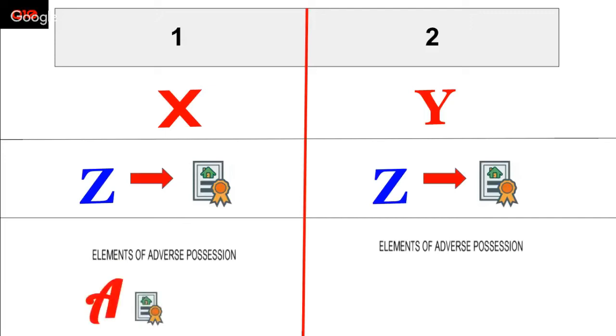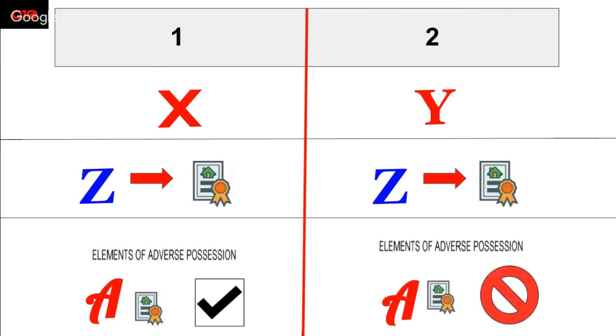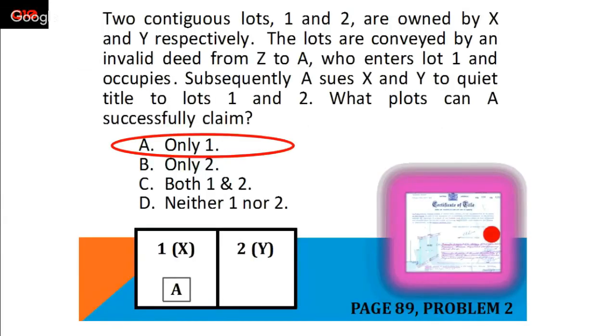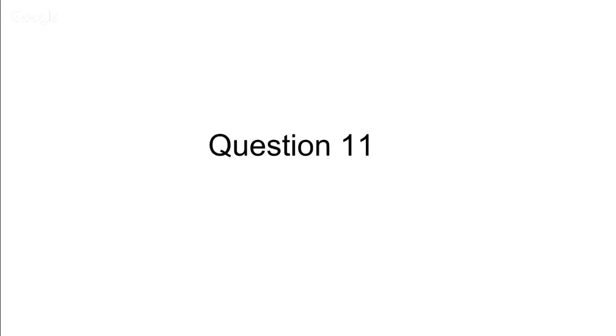Well, here, A lives here. A is on this property. A is in physical possession. So since A is in physical possession of the property, holding everything else to be true, A could make a successful claim for plot 1. But for plot 2, even though A has a deed, A is not in possession of this property. A is only in possession of property 1. A cannot gain this particular piece of property. A hasn't fulfilled all requirements of adverse possession. The answer is A. Only plot 1.